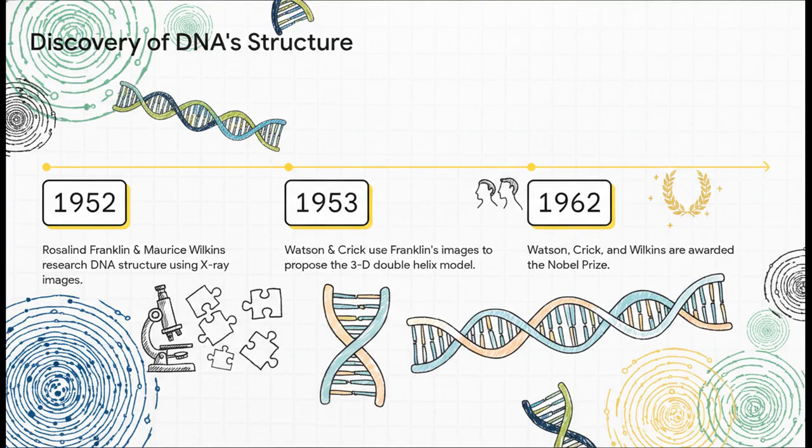A truly brilliant chemist named Rosalind Franklin, working with Maurice Wilkins, managed to capture these incredibly important X-ray pictures of the DNA molecule. When 2 other scientists, James Watson and Francis Crick, saw her images, it was the final clue they needed. They put the puzzle together and in 1953 proposed the iconic 3D double helix model. It was a discovery that changed biology forever.